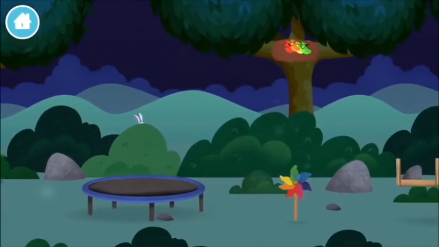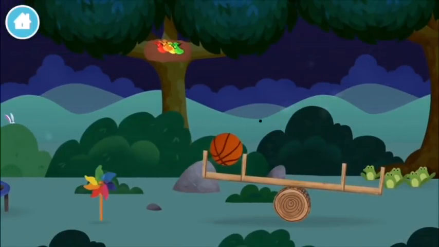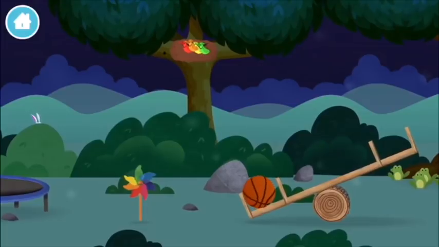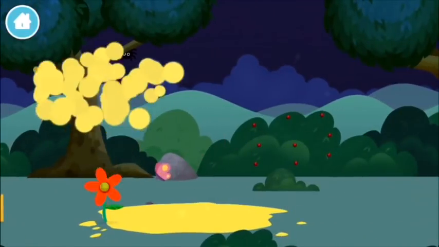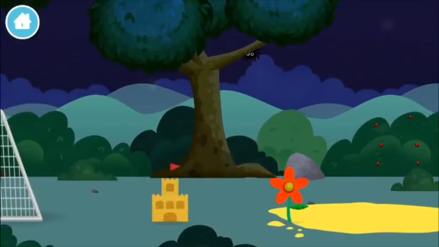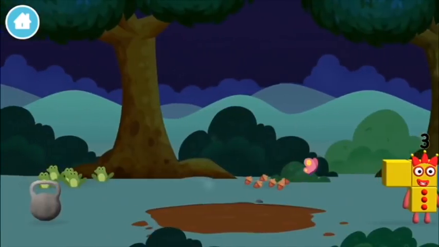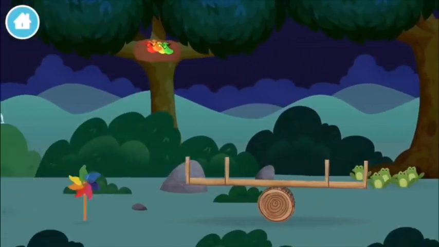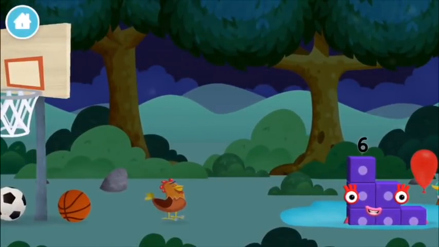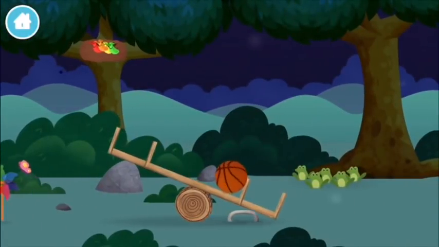A trampoline. A feather. A basketball. Flower. A basketball. A football goal. A balloon. A weight. A basketball.